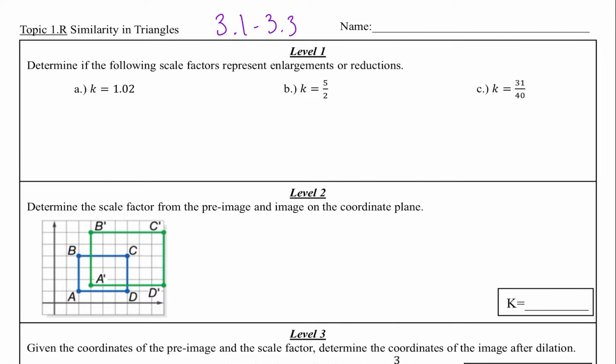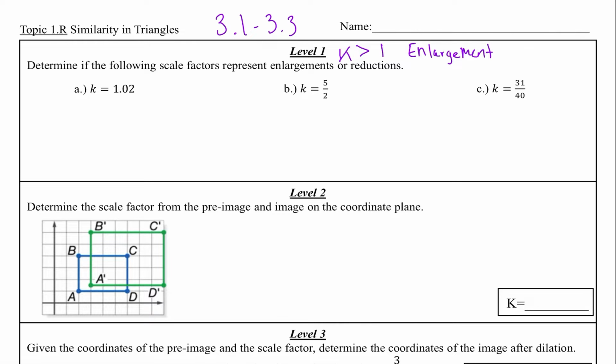So the first one says, determine if the following scale factors represent enlargements or reductions. And this was pretty straightforward. Remember, what we said is if the scale factor is bigger than the number 1, so 1.1, 1.5, 6 point something, anything bigger than 1, we knew that represented an enlargement. And what we also knew is that it could never equal 1. You could never have a scale factor of 1 because that means the figure's not changing.